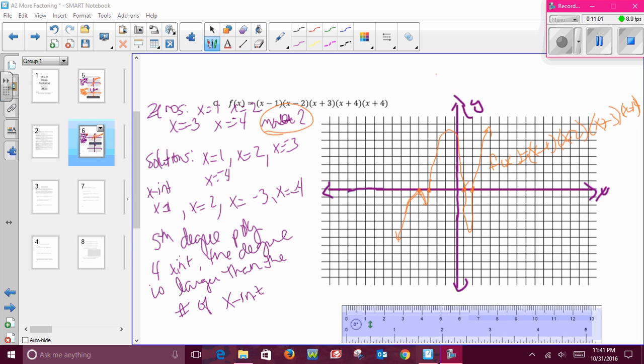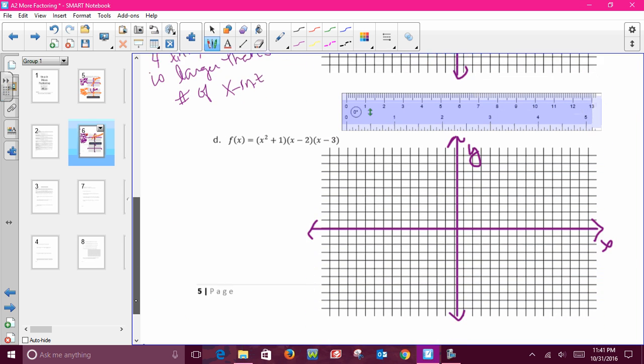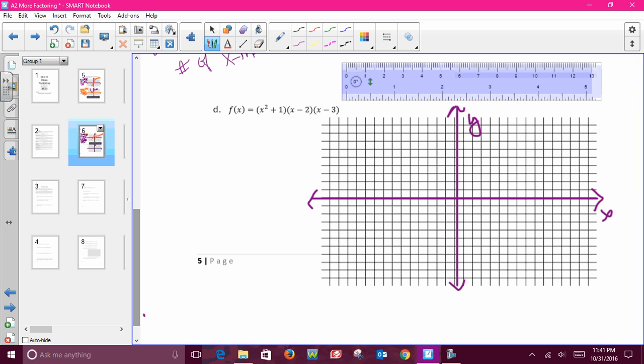All right, so then moving on down to the next problem here. My zeros are only going to be x equals 2 and x equals 3, because x squared plus 1 does not give us any real roots, because it's plus and it's squared, not a minus. So my solutions are x equals 2 and x equals 3.